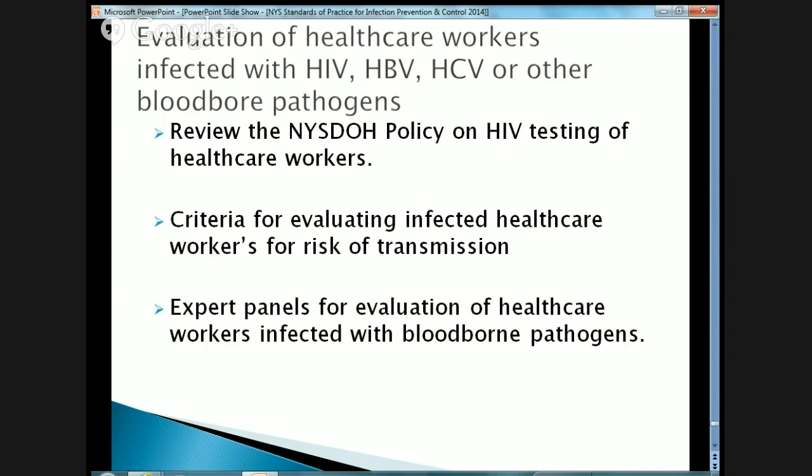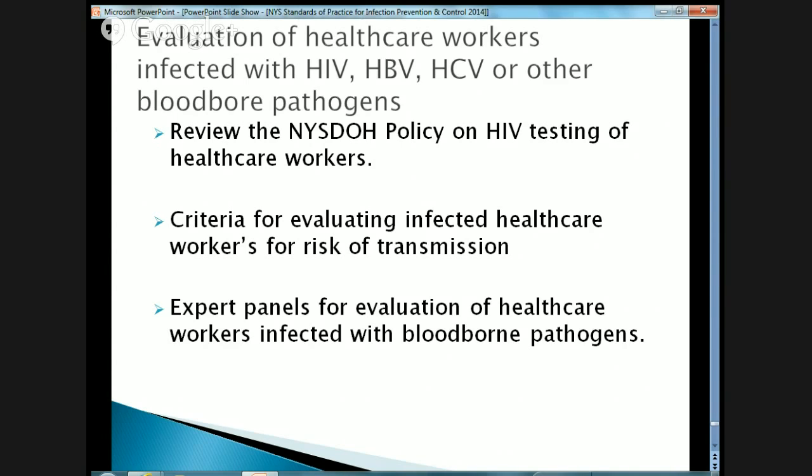A code is given to the person. The code is reported to the Department of Health, but only the code, not the name of the patient who refused or could not give permission. So it's just so that they have records of it.